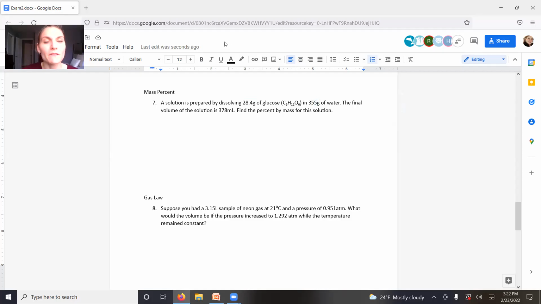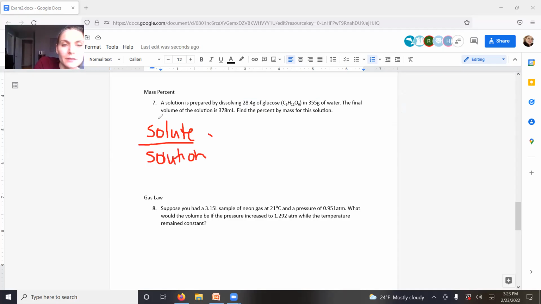So again, if we're looking for mass percent, it's the mass of the solute over the mass of the solution times 100%. Right now, we don't care about the final volume. That's not the big deal at this moment. But if we were trying to calculate these numbers, what would go on the top and what would go on the bottom?